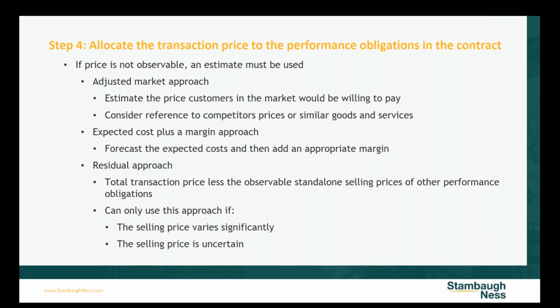There's a couple approaches to how you estimate it, essentially 3. The first one is the adjusted market approach. So we go out to the market, like nonprofits or like services, and estimate what the price is that the customer would be willing to pay. This is where we can look at, we're going to call them competitors. I know we don't think about that a lot in the nonprofit world, but look at other similar situations or similar benefits and goods to see if we can come up with a price that the customer would be willing to pay.